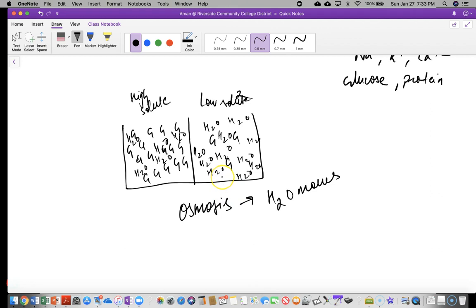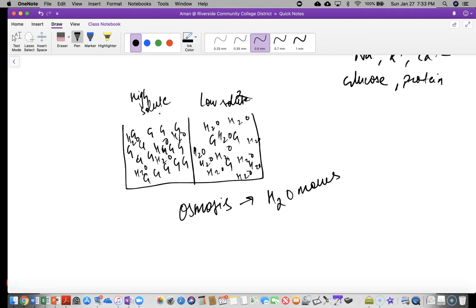That's exactly what happens. But listen to this carefully. I'm saying it goes from water. So water goes from its own high concentration to its own low concentration. So do not get confused. Don't confuse that with low solute concentration and high solute concentration. Your focus right now is on water. Water is the one who is moving.